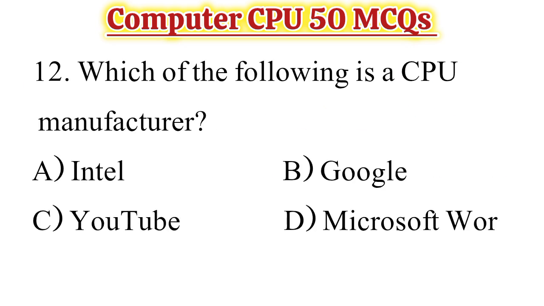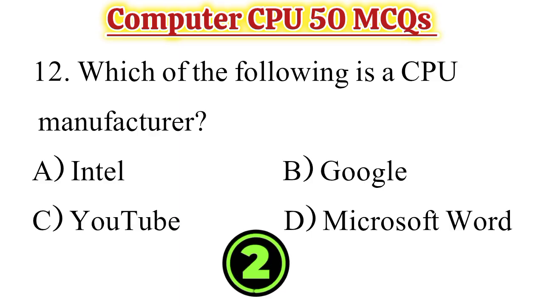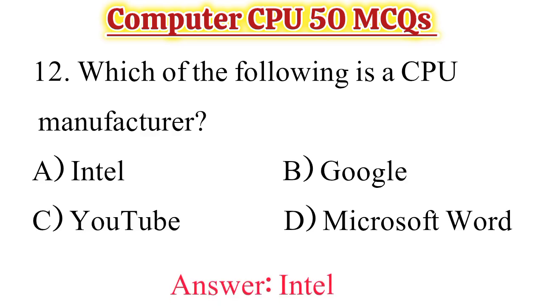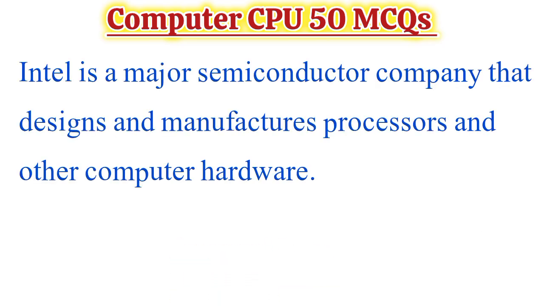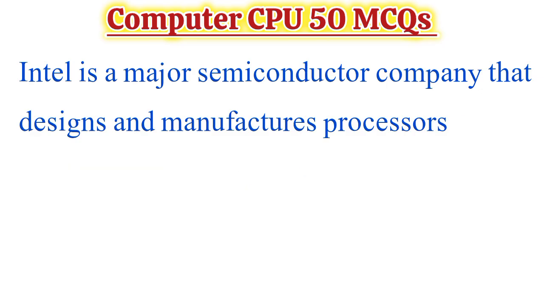12. Which of the following is a CPU manufacturer? A. Intel. B. Google. C. YouTube. D. Microsoft Word. Answer: Intel. Intel is a major semiconductor company that designs and manufactures processors and other computer hardware.